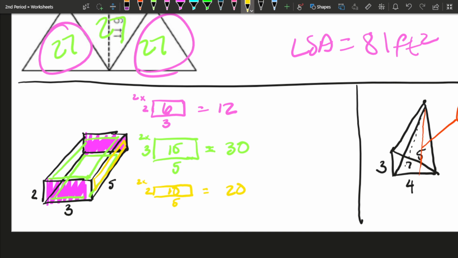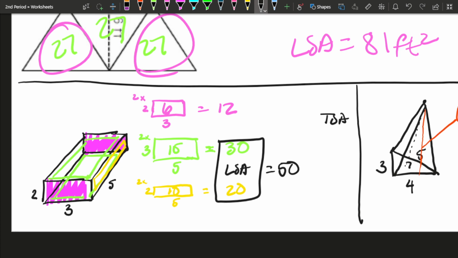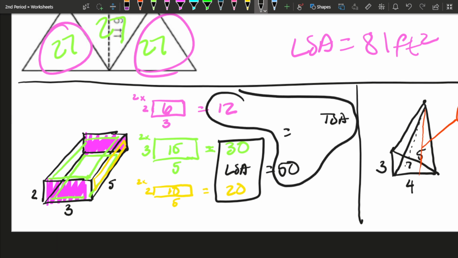All right, so for my lateral surface area, it would be just these two. Lateral surface area, which is what? 50. But if I want the total surface area, it'll be these two, which is going to be 62 units squared. That's it. The hard part is going to be to break it down and put the numbers where they go. But once you break it down, it's pretty simple.